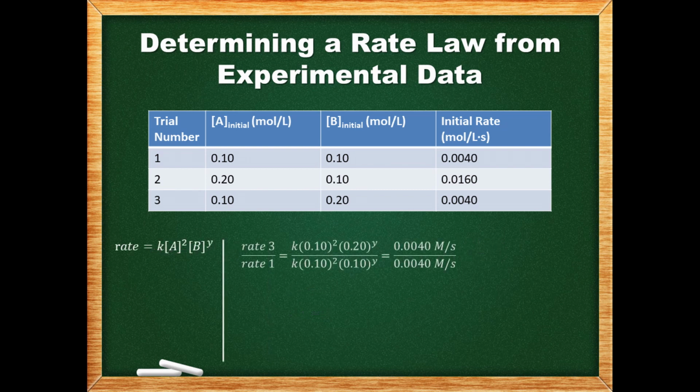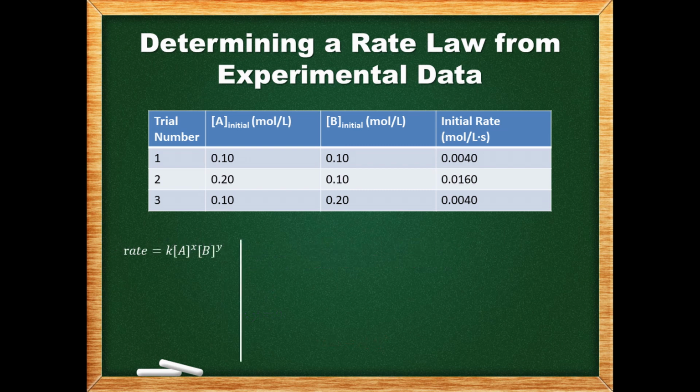We will use trial 1 and trial 3 because only the concentration of B is varied. We carry out the same process as before and see that y is equal to 0. We can then substitute our exponents into the rate law to get our answer. The rate is proportional to the square of the concentration of A.